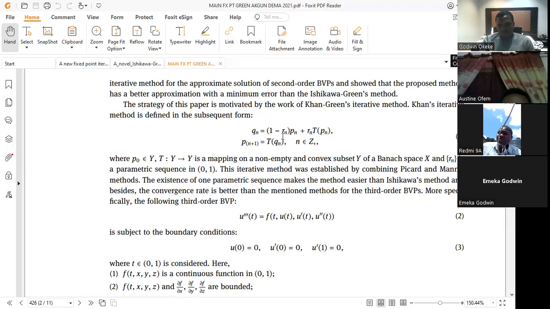The only difference is that in the case of Picard Mann, it has one parametric sequence, as it is this alpha n here. This alpha n is single, and in the case of Picard Ishikawa there are two sequences, but in most cases it doesn't change anything. I've seen most cases where the iteration method has even 4 sequences, and it still converges faster than those which have 1.